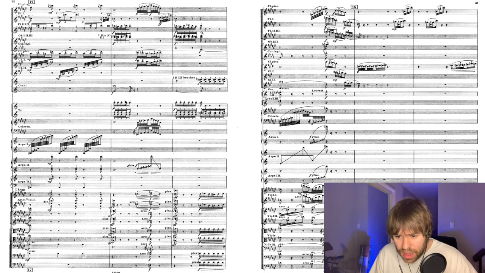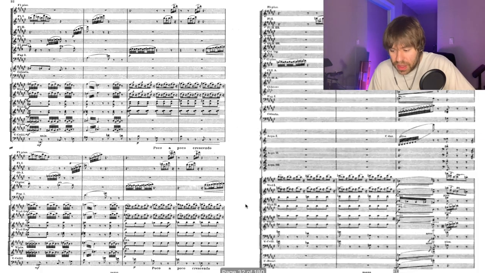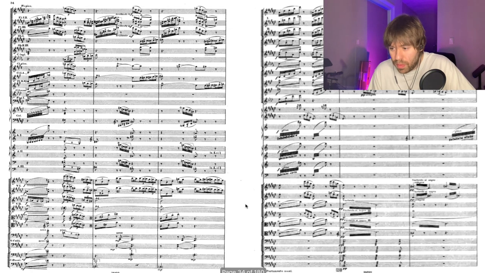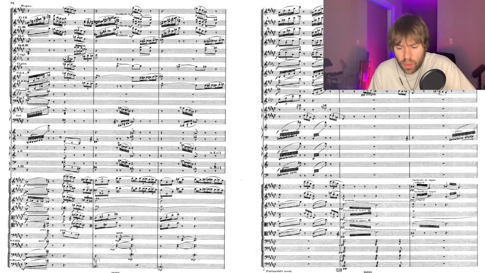And then as we continue to go along, right here where my mouse is, rehearsal marker 18, we return to the chirping opening theme. And the chirping theme continues for a bit before moving into another section where we're restating some ideas from the B section and the A section.